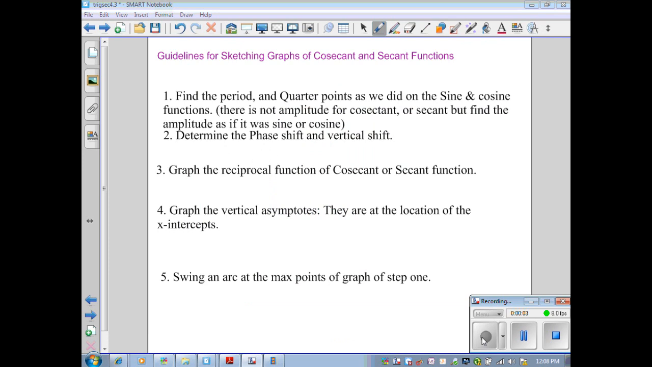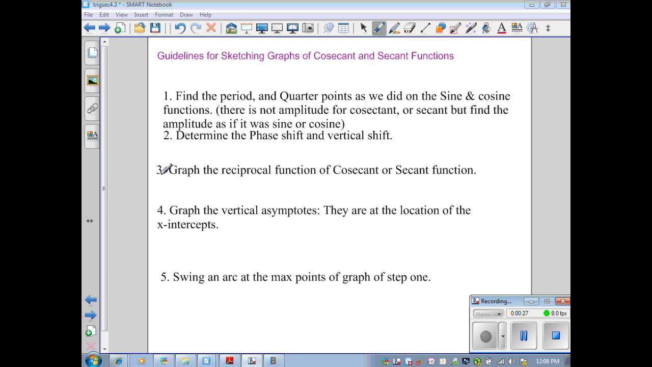Well, let's take a look at the procedure to sketching the graph of cosecant and secant functions. Step 1 says to find the period and quarter points as we did with sine and cosine functions. There is no amplitude for cosecant and secant, but we want to find the amplitude as if it was the sine and cosine function. Then determine the phase shift and vertical shift as we did in the prior sections. That means moving it left or right and then up or down.